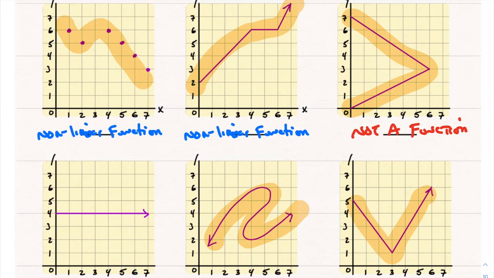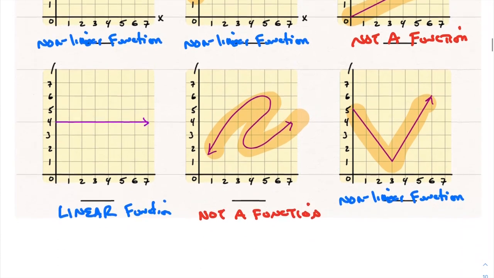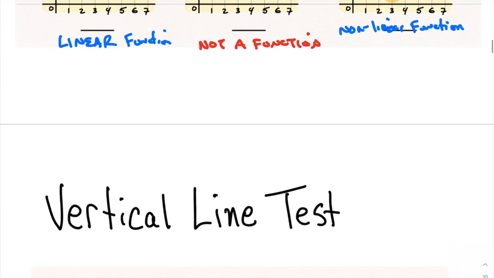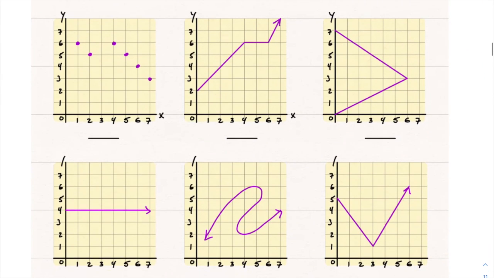So the mystery becomes, well, how do I know those red ones? How do I know they're not functions? And that brings us to this thing called the vertical line test. So let me show you. I have the images with no writing on them down here. I'm going to create a vertical line. Now, the iPad will probably let me snap it straight, and that looks like it's pretty straight.